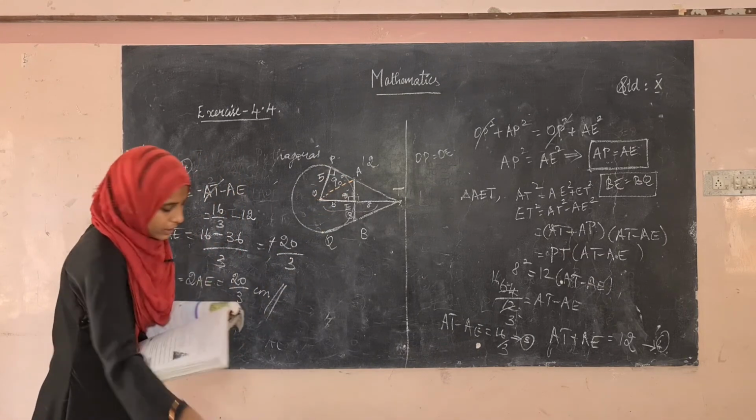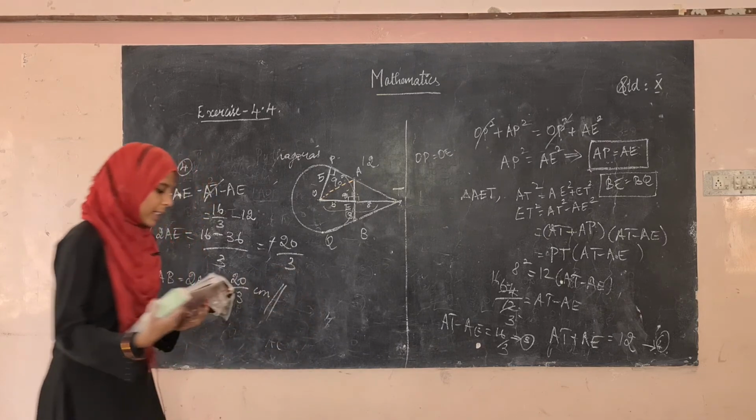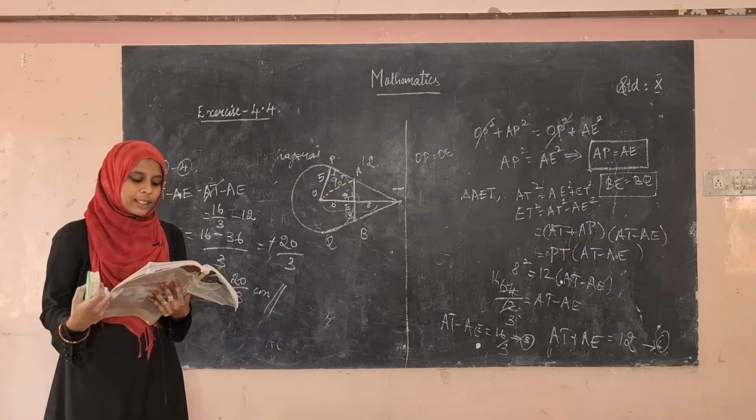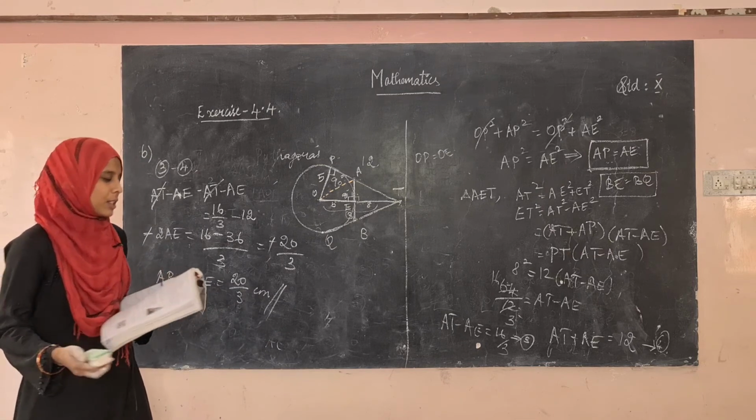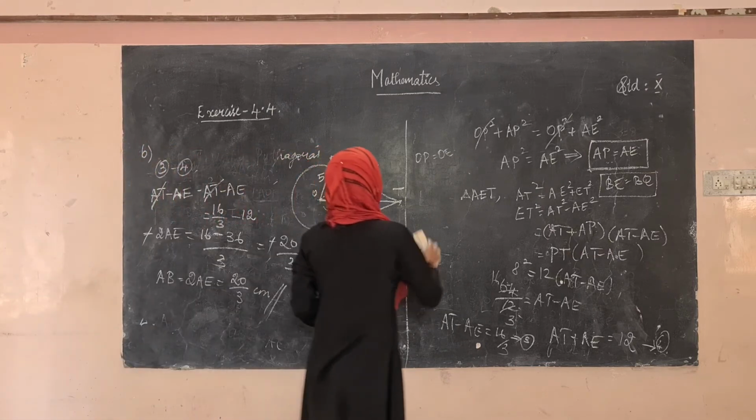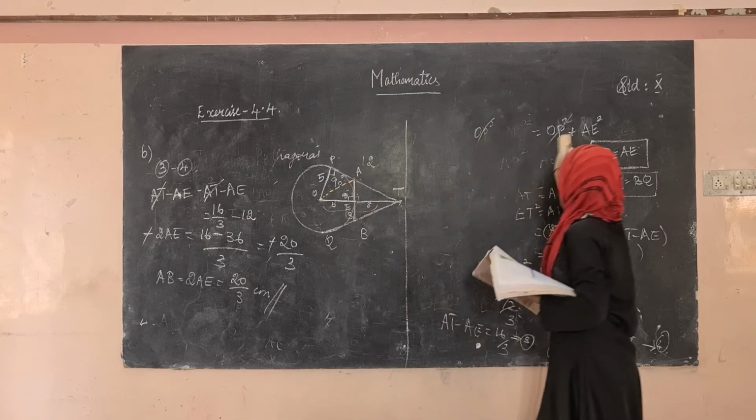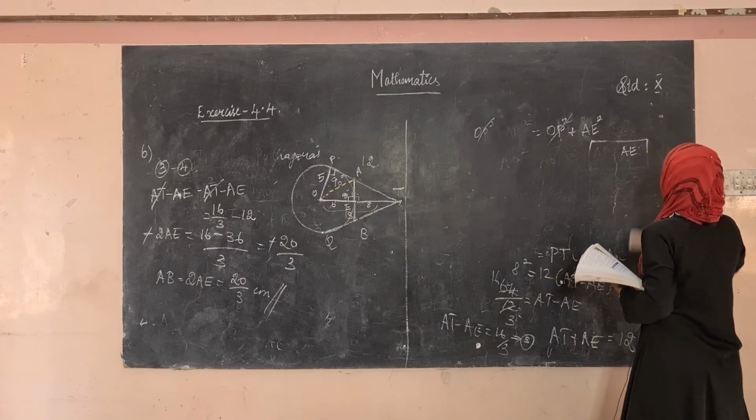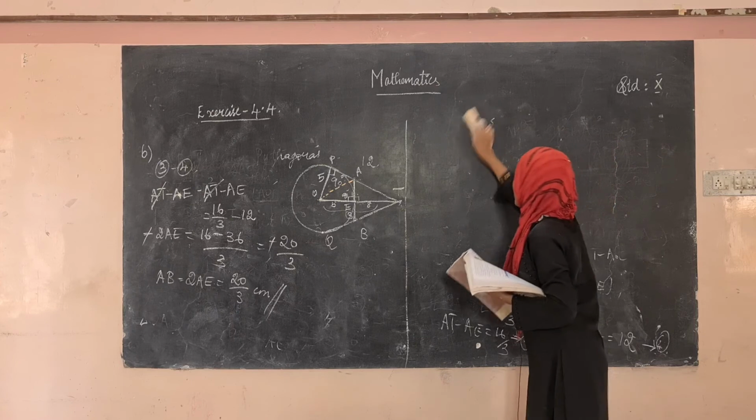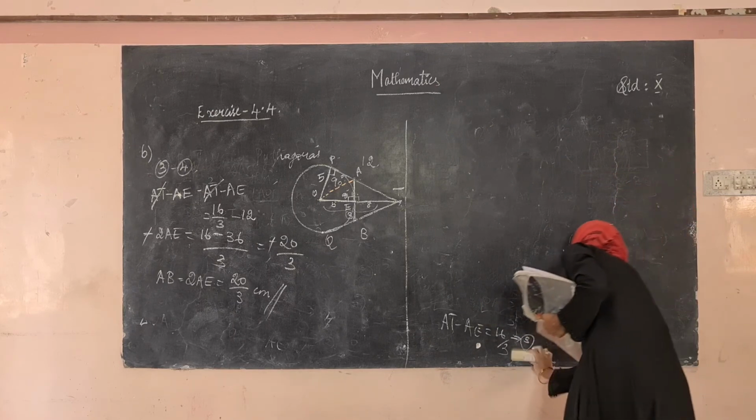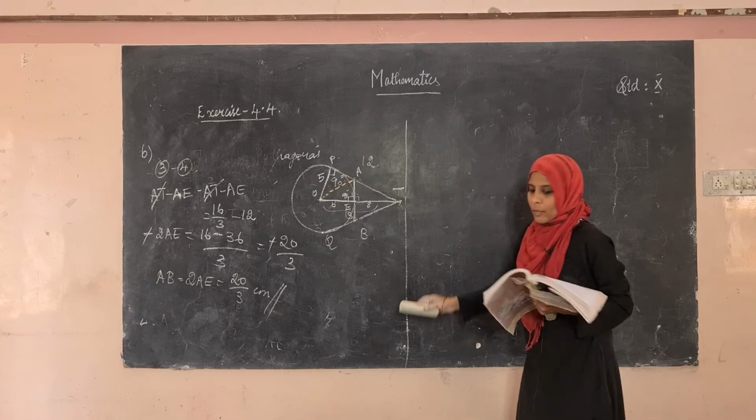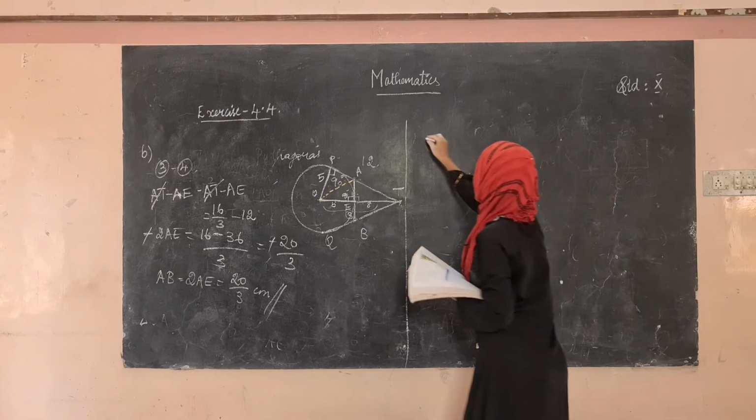Okay, now let us see the seventh sum. In two concentric circles, a chord of length 16 centimeter of the larger circle becomes a tangent. So this type of sum we have seen an example, right? We have seen this sum, but with different values. The same sum is given here. So this is going to be the assignment for you. The seventh sum is going to be the assignment for you.